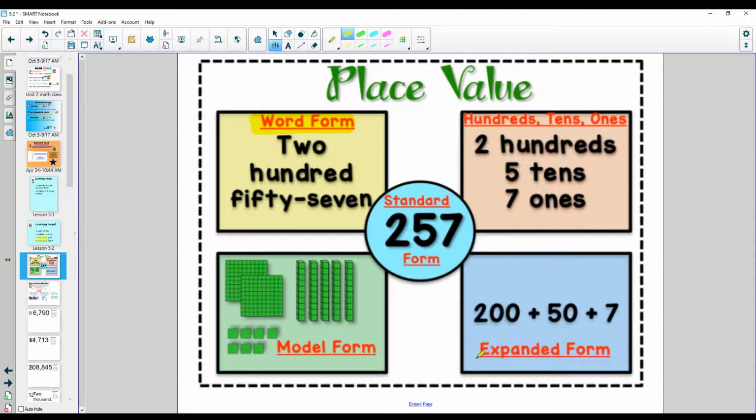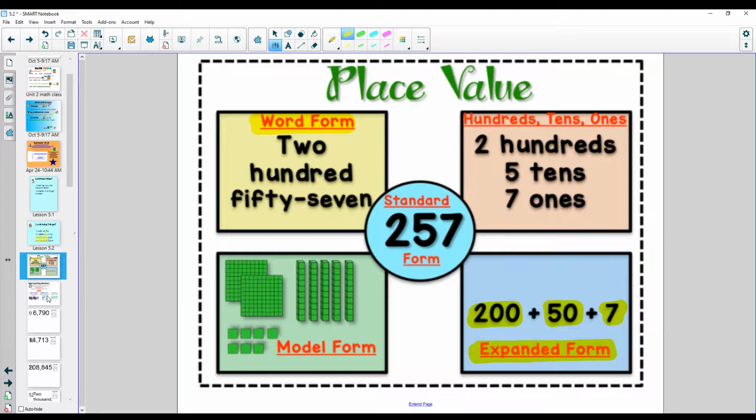Now, here's our new word for our learning target. This is called expanded form, when we take a number and we write it with the value of each digit. So the 2 is in the hundreds place, so we write 200. The 5 is in the tens place, so we say 5 tens is 50. And the 7 is in the ones place, so it's just worth 7.